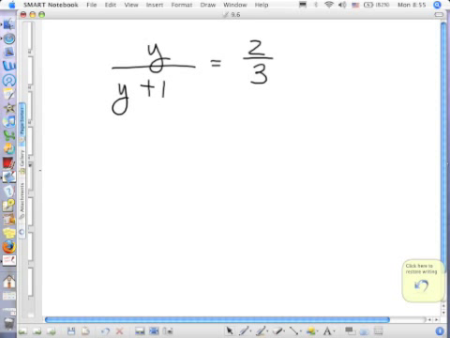Okay, if we want to get rid of the fractions, we multiply by the common denominator. What is that? It's this and this, okay? y plus 1 and 3.